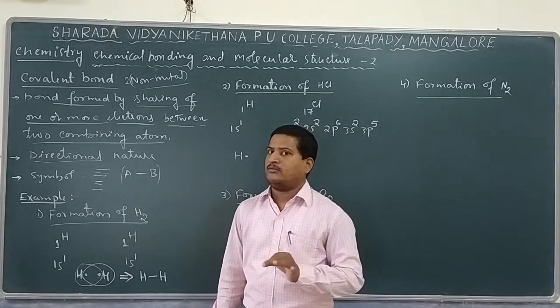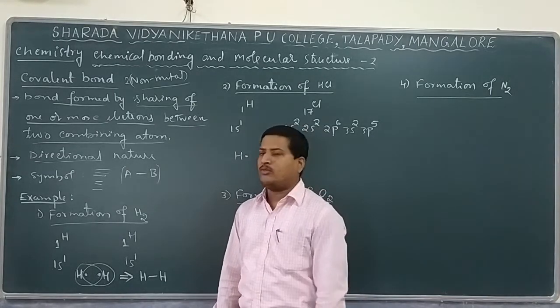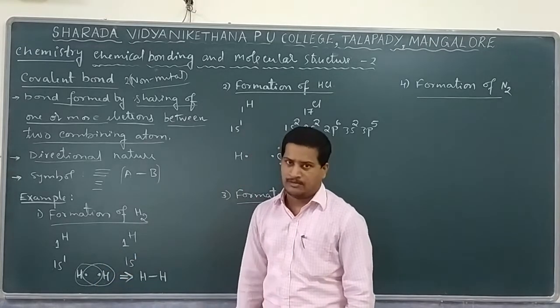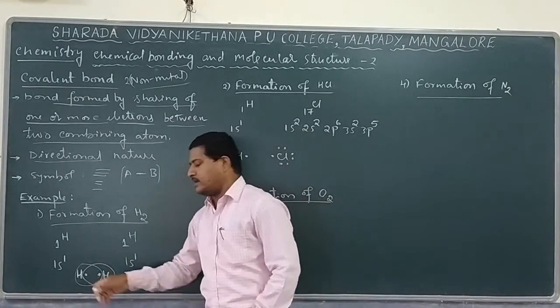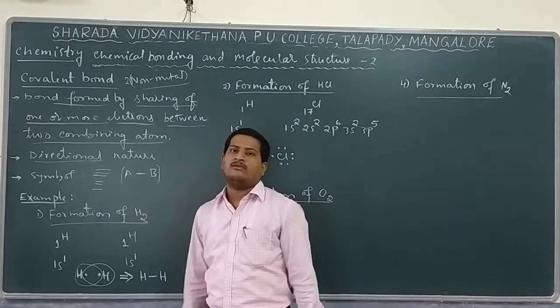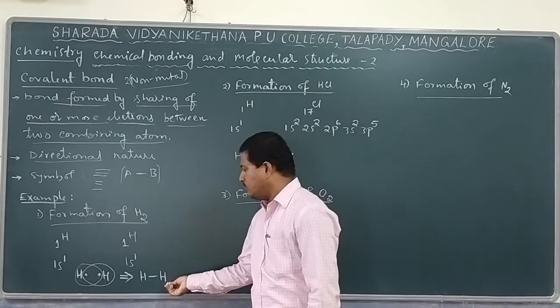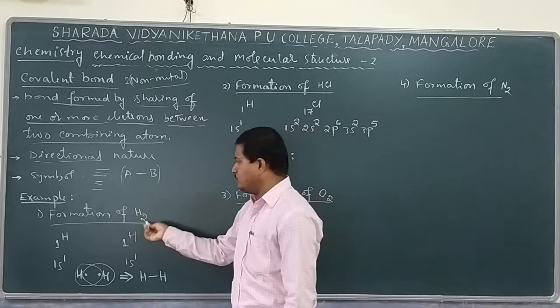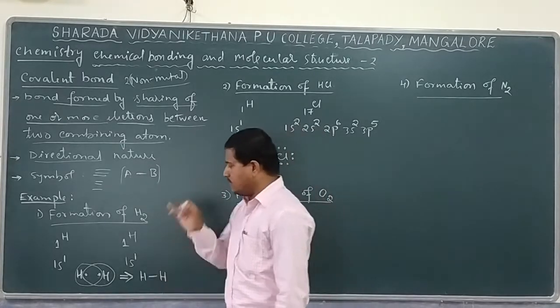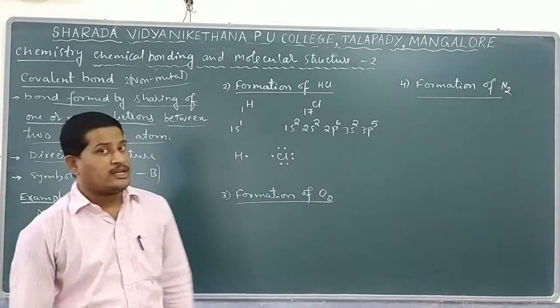And how many covalent bonds are observed? Only one covalent bond, since one electron from each combining atom is involved, or in other words, one pair of electrons is involved in this sharing. That is why one covalent bond forms. So thereby the molecule formula is called H2. If you add these two, then we can see this H2. So that is one example, the formation of a hydrogen molecule.